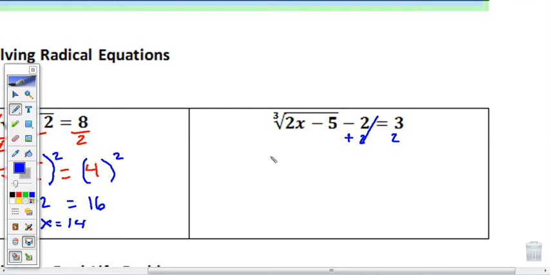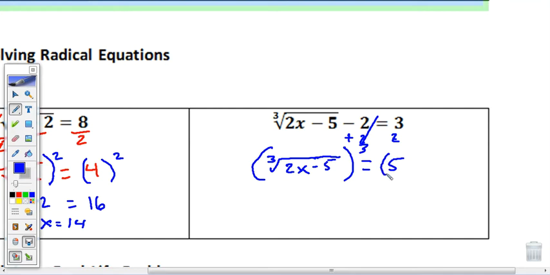Okay, equals 5. Equals what? 5. Okay, so do I have a root kind of by itself right now? Nope. So what do you want to do to both sides now? Take it to the power. I'm going to put parentheses around that and raise that to what power? Third, right?